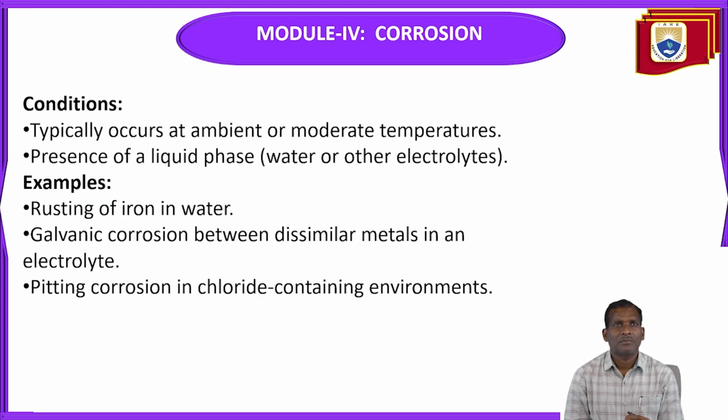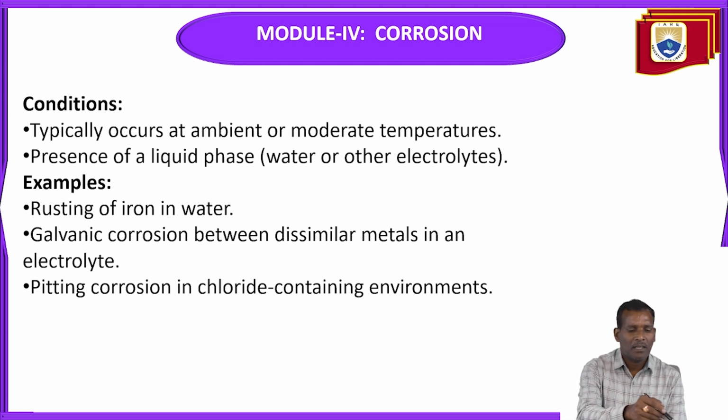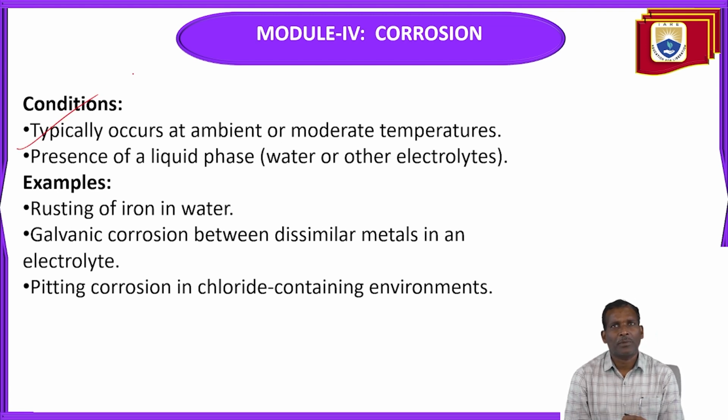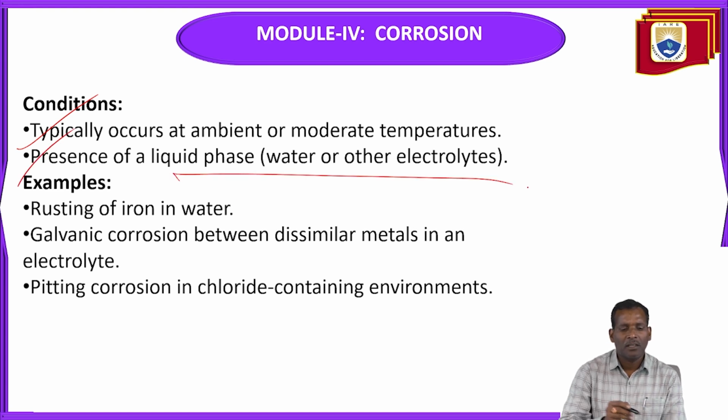The conditions are typically ambient or moderate temperatures, with the presence of a liquid phase, water or other electrolytes. Examples: rusting of iron in water, and galvanic corrosion between dissimilar metals in an electrolyte. The first example of wet corrosion is rusting of iron in water.